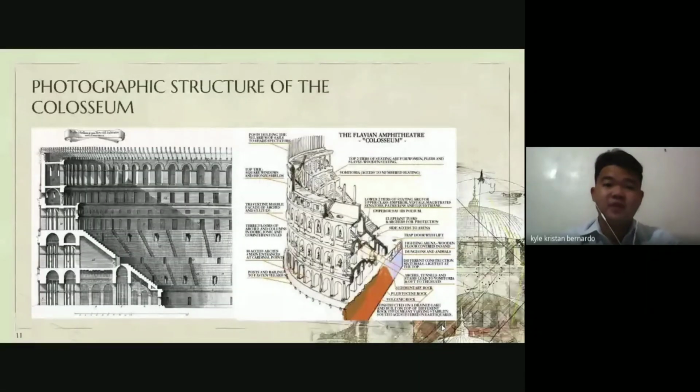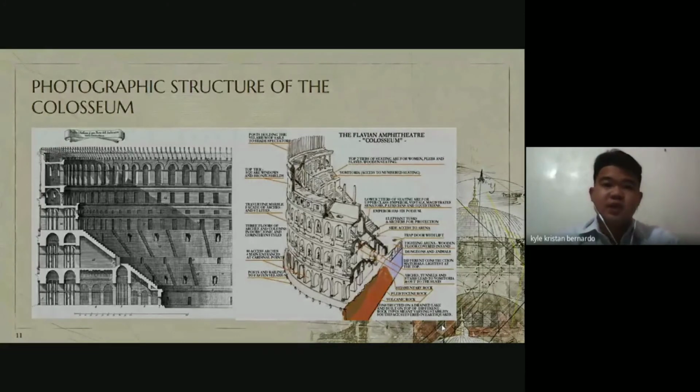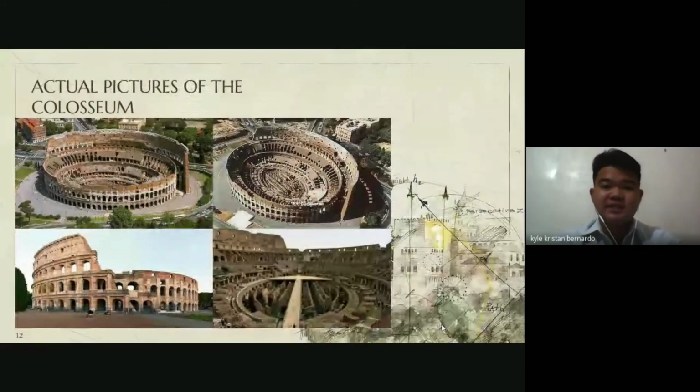This is the photographic structure of half of the Colosseum, and the other one is the actual pictures of the Colosseum.